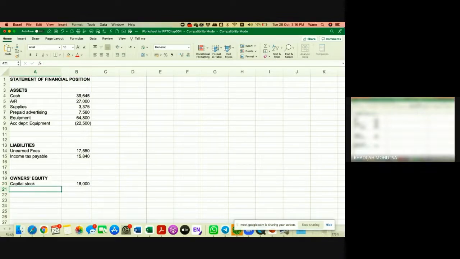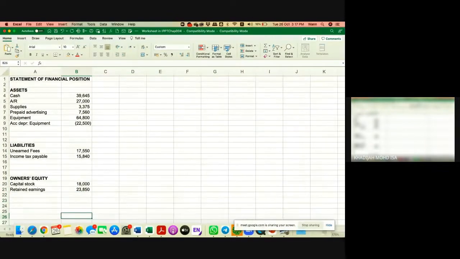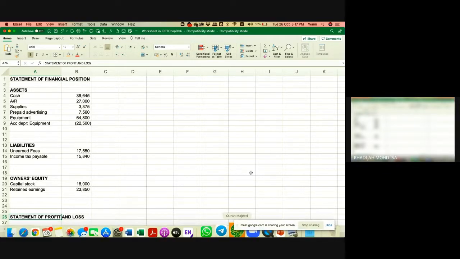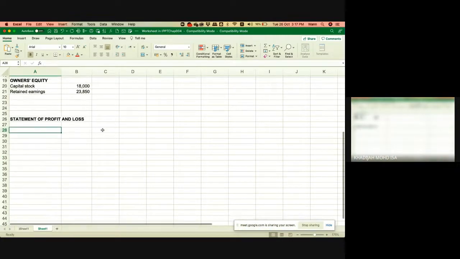Then I have retained earnings. Retained earnings is 23,850. Okay. What else do I have? I have consulting fees. So that is already my statement of profit and loss. Okay, that's your common board. So I have consulting fees.